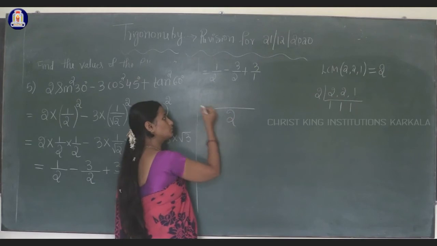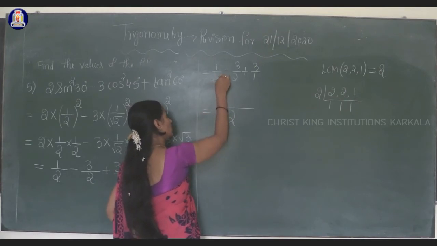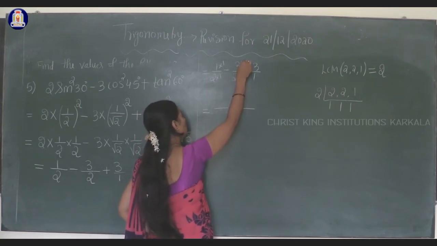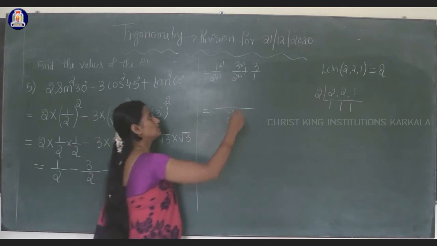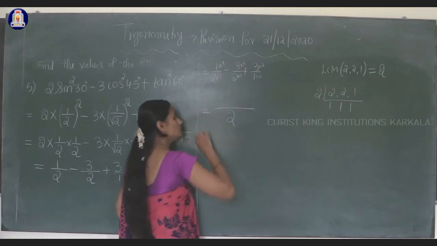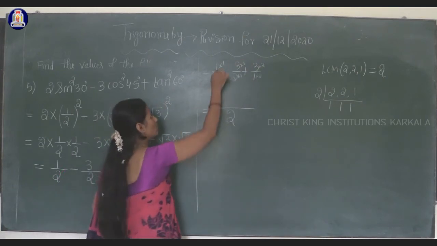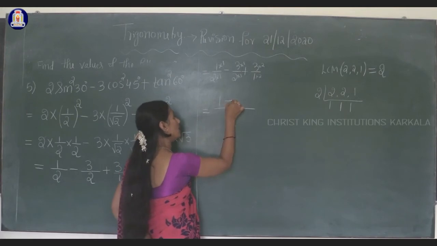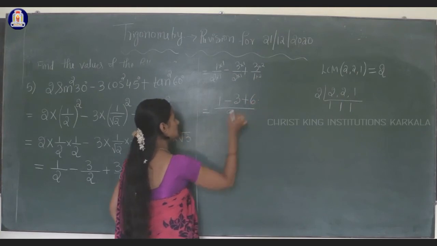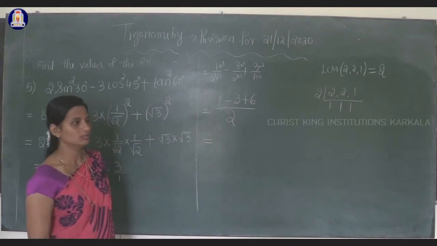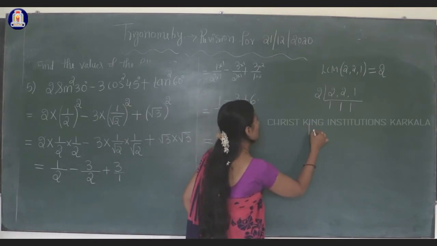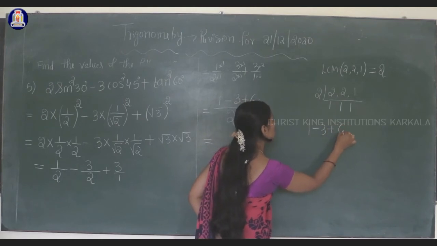Yes, 2, how much is 2? 2 ones are 2, so into 1 into 1. 2, how much is 2? 2 ones are 2, so into 1 and into 1. So 1, how much is 2? 1 2s are 2, so into 2, right? Yes. 1 into 1 is 1, minus 1 into 3 is 3, plus 3 into 2 is 6. Correct? Yes. Now 1 means it's what? Plus 1. So here I do the simplification: 1 minus 3 plus 6.